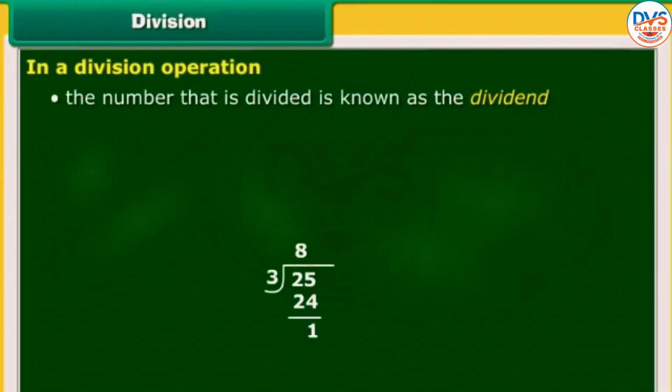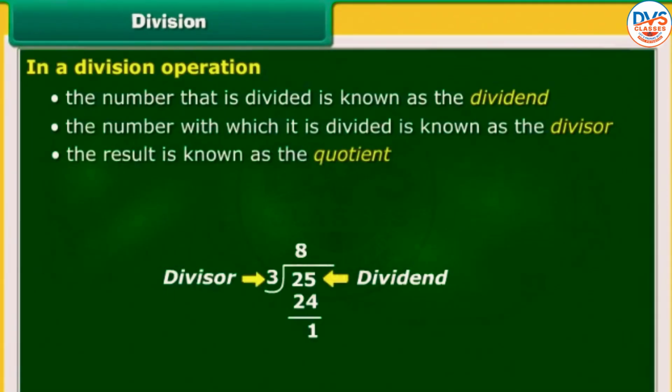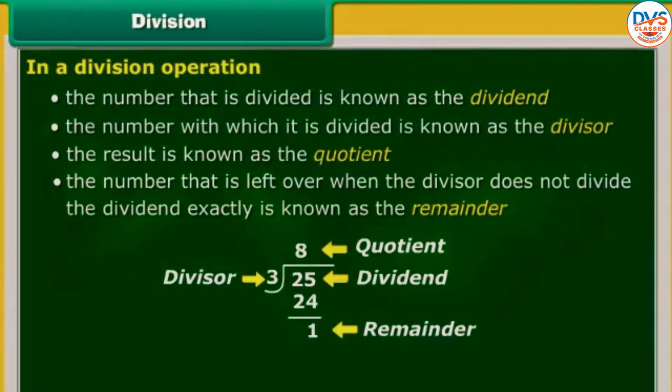Division. In a division operation, the number that is divided is known as the dividend. The number with which it is divided is known as the divisor. The result is known as the quotient, and the number that is left over when the divisor does not divide the dividend exactly is known as remainder. Let us look at some rules of division.